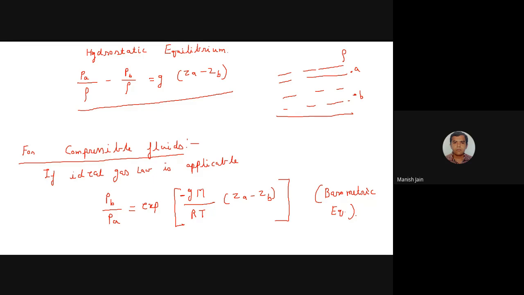What is the average molecular weight of air? That you can calculate, you know, because air contains 79% nitrogen and 21% oxygen. So you can calculate the average molecular weight of air. You know the atmospheric temperature. Temperature you can assume constant, although the temperature is not constant, you know, that is changing with elevation. Suppose temperature is constant, then you can easily calculate what is the pressure at the 12,000 meter elevation.